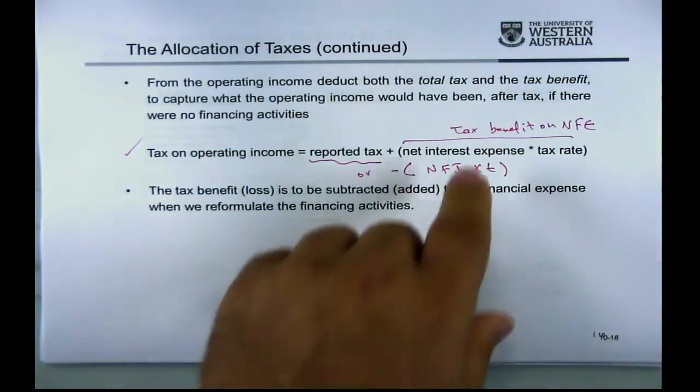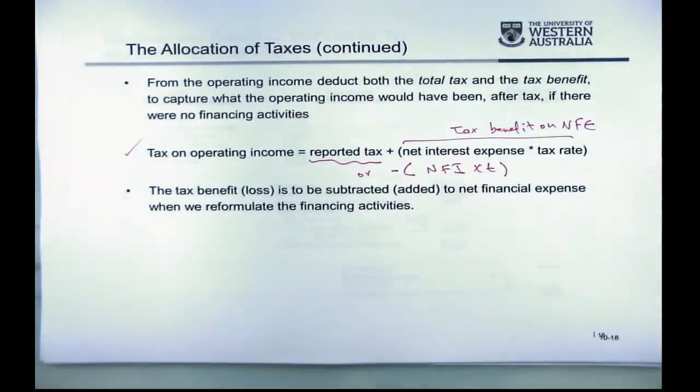Why do we add the tax benefit or subtract the tax on income? The idea here is to calculate how much the tax on operating income should be if there was no tax saving or extra tax on financing items. So we need to isolate the effect of financing items on tax.